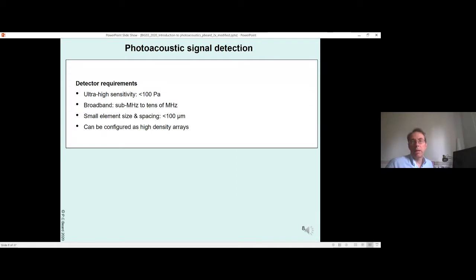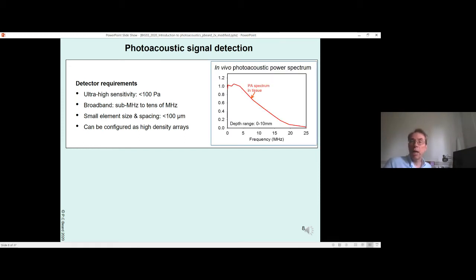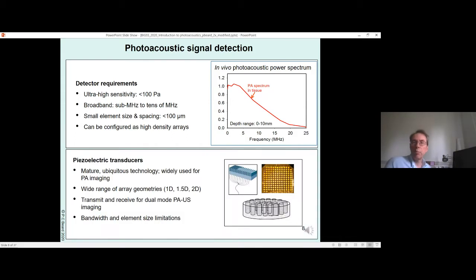And I then spoke a bit about the requirements for the ultrasound detector for receiving photoacoustic signals. The critical challenge is getting high enough sensitivity. The combination of acoustic and optical attenuation means that we end up with very weak signals being detected by the detector. And photoacoustic signals are also broadband, so we need detectors that will provide that combination of very broad bandwidth, and we also need small element size and spacing for high spatial resolution, which is a challenge.